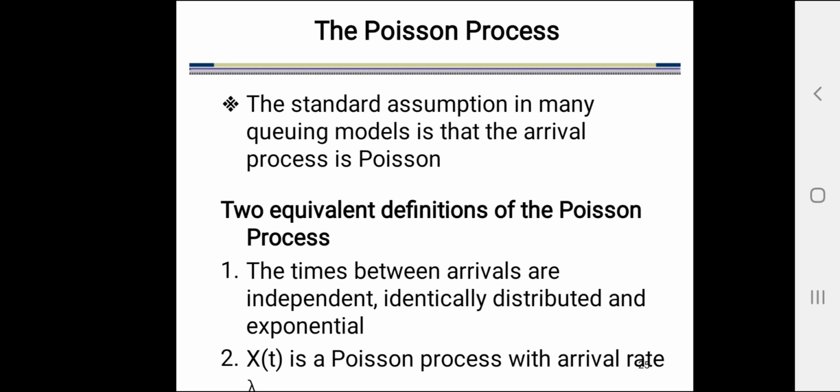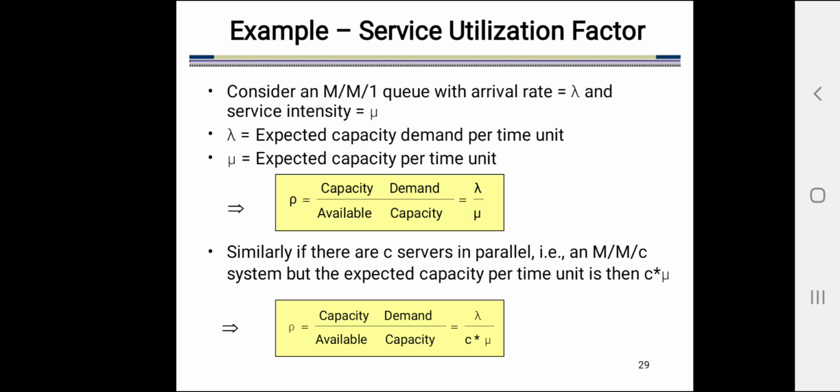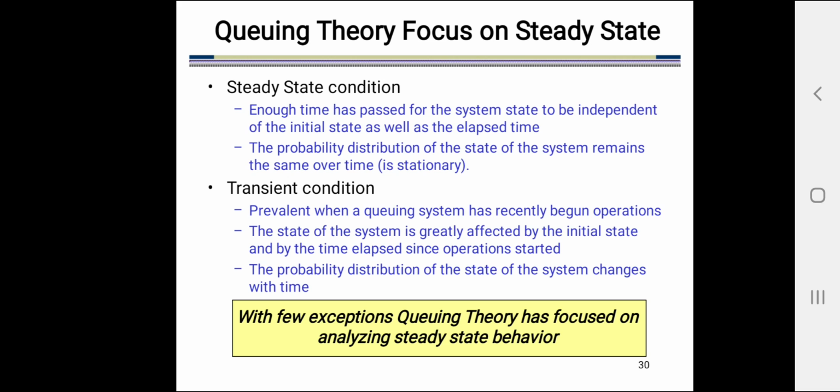Then X is the Poisson process with arrival rate lambda. The state of the system is equal to the number of customers in the system. The queue length is the state of the system minus the number of customers being served. So we must know these terminologies and notations: the number of customers, the probability at time t, the average arrival intensity, the average service intensity. These are some examples, so in the service utilization factor, we can use this system.